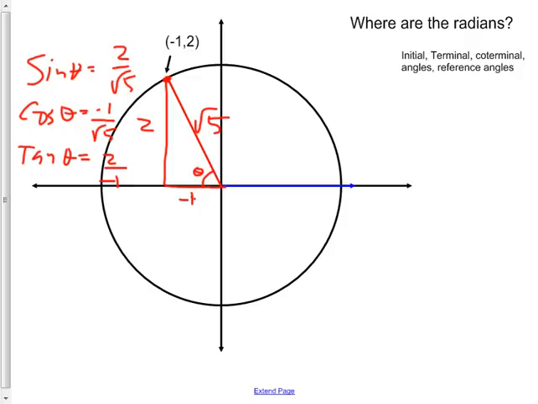All right, so I just found the sine, cosine, and tangent of an angle based on me just giving you a point. I gave you a point, and in effect, by giving you that point, I also gave you an angle, and I gave you a triangle, and then you could make a trig problem out of it.